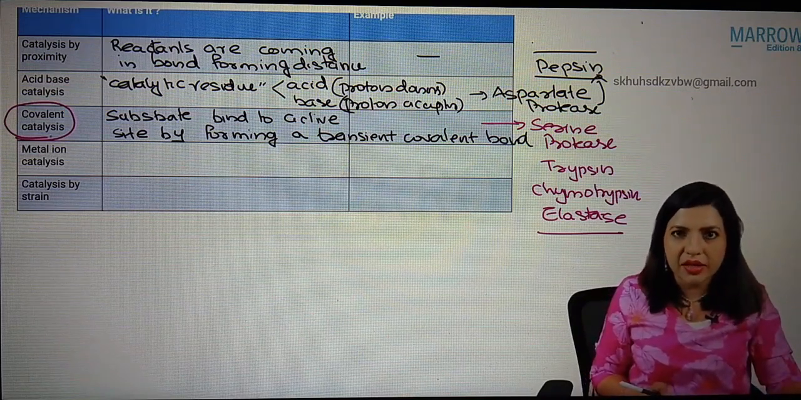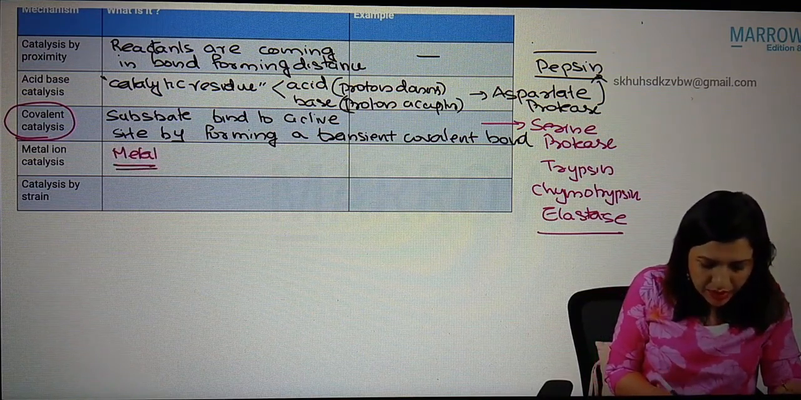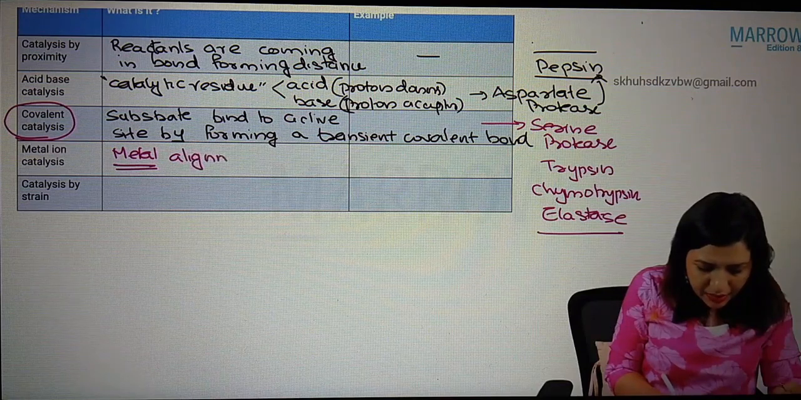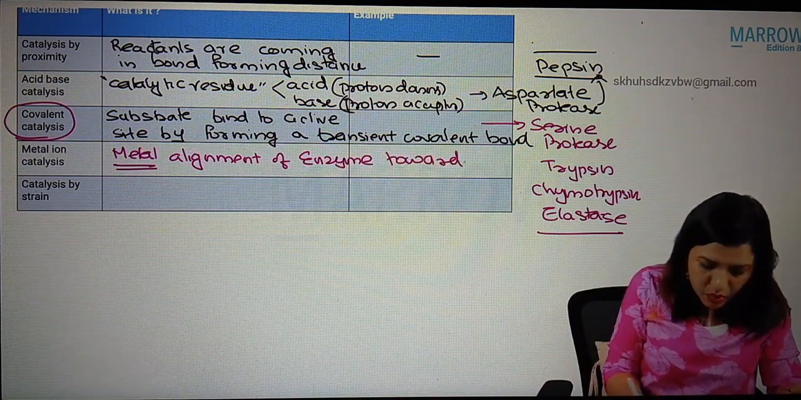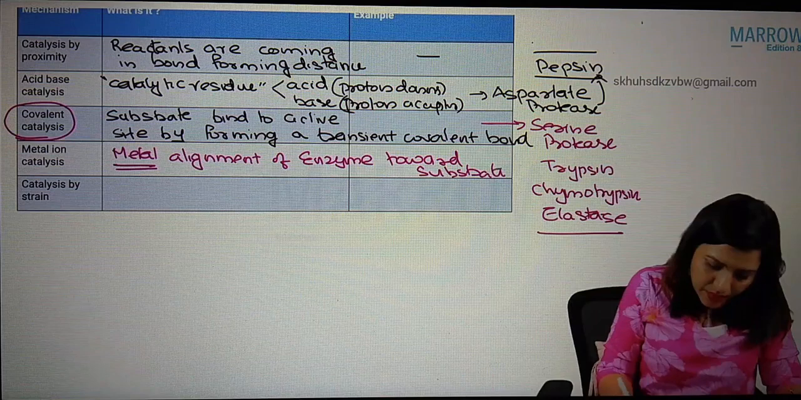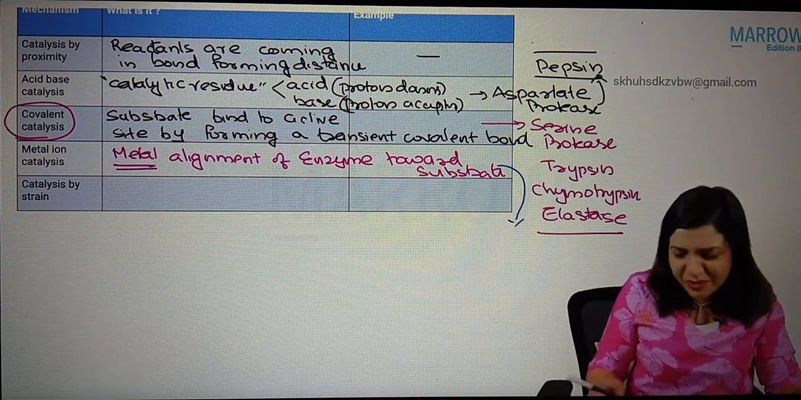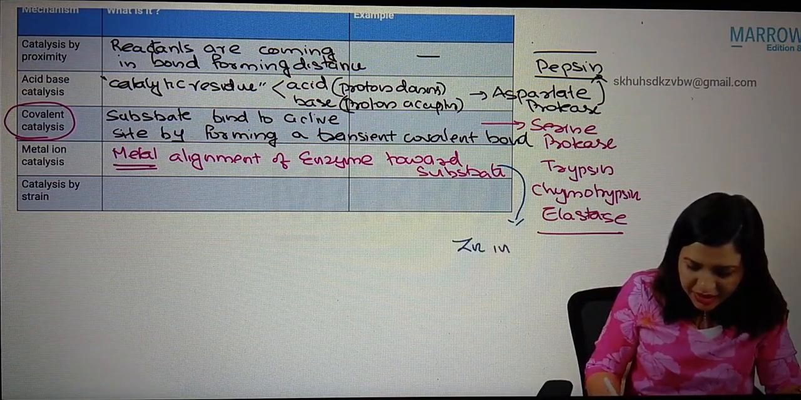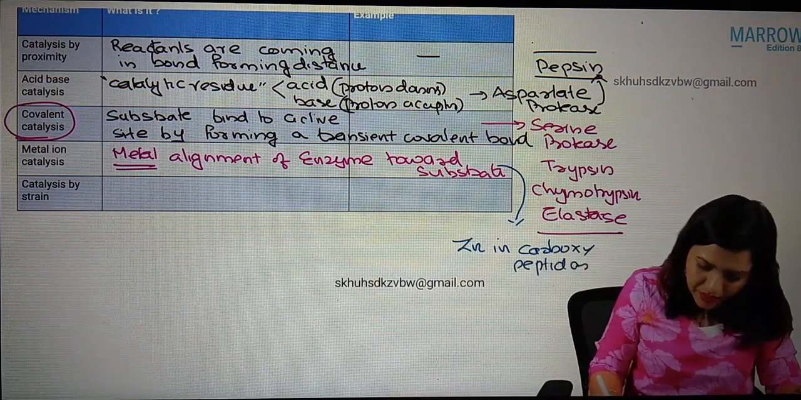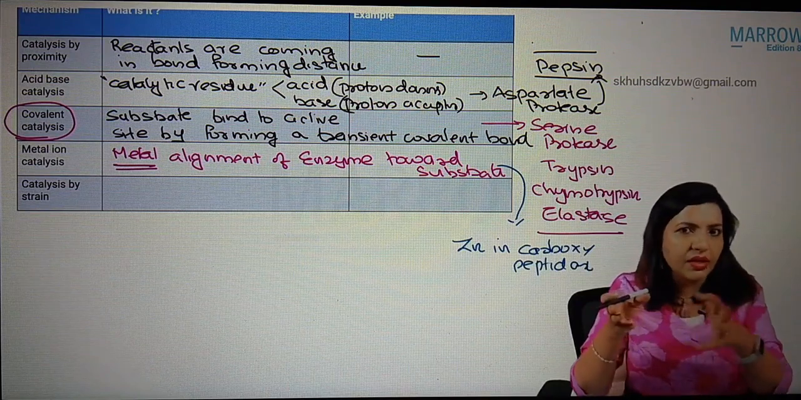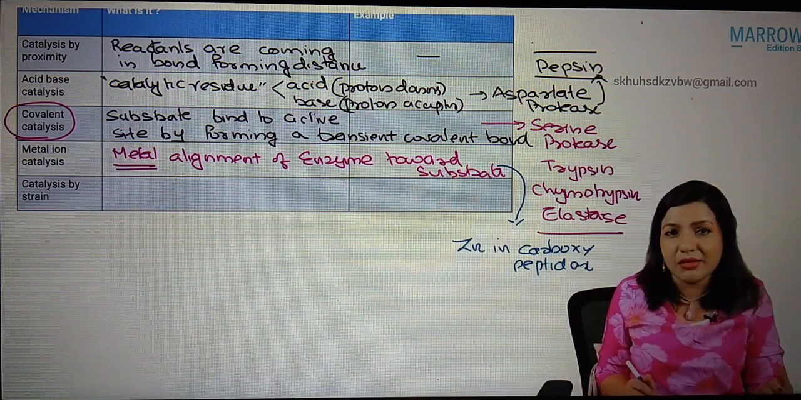Then metal ion catalysis. This is for certain metalloenzymes, where the metal is the hero. The metal helps in the alignment of the enzyme towards the substrate. Is there any example here? Definitely it should be a metalloenzyme, right? We have learned the examples already. Zinc in carboxypeptidase, where zinc is the hero which aligns the enzyme for the proper reaction to occur.